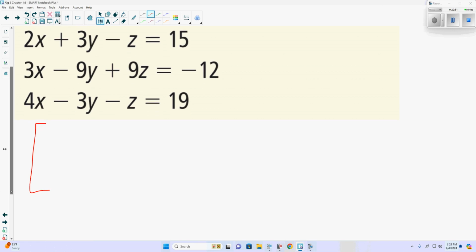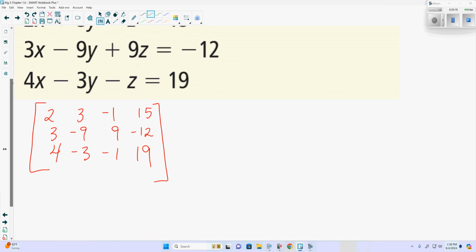First thing we need to do is write an augmented matrix. So we have 2, 3, -1, 15. Then we have 3, -9, 9, -12. Last one, 4, -3, -1, 19. And this is still a 3 by 4. All right.